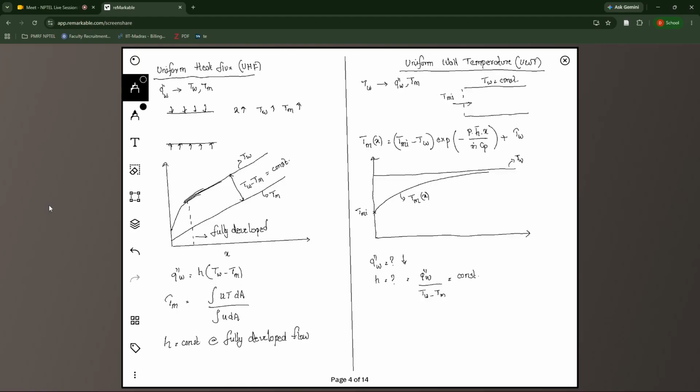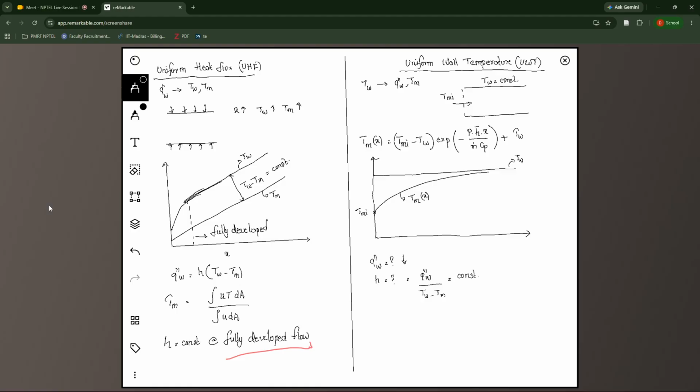In the uniform heat flux case, energy is getting continuously added to the fluid, so the temperature will keep on increasing, both the wall and the mean temperature. Because heat is getting transferred from the wall to the fluid, wall temperature has to be higher than the mean fluid temperature, and this difference becomes constant. Then we call that particular thing a fully developed flow. So in the fully developed case, we have a constant heat transfer coefficient.